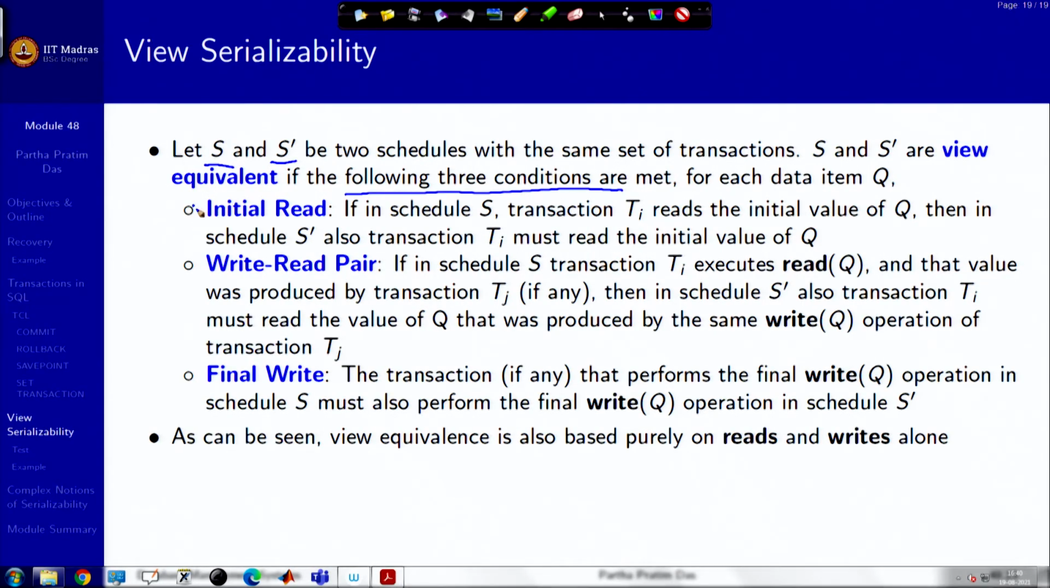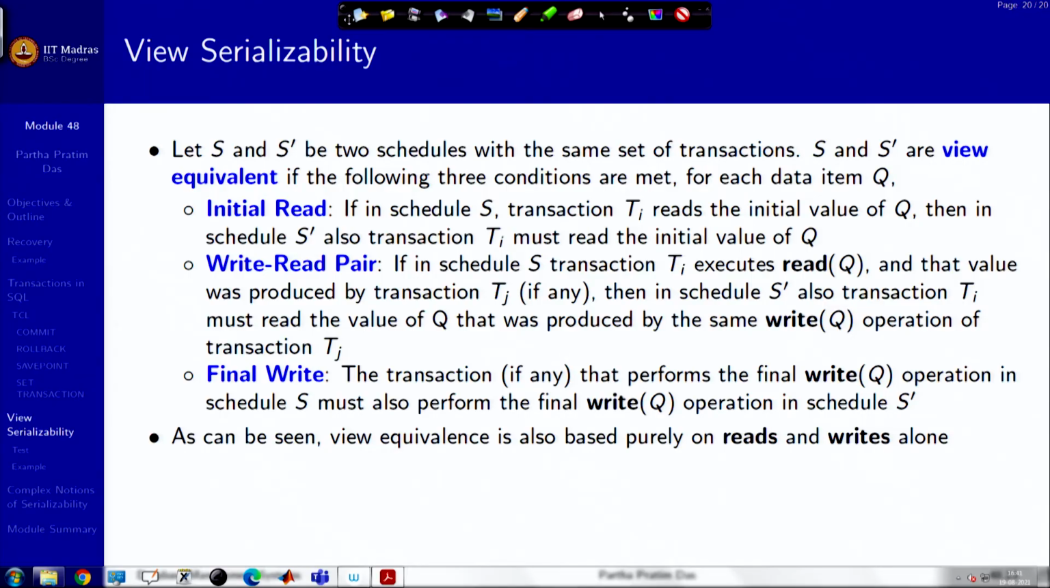One is initial read. Between S and S prime, if a transaction T I reads the initial value of a data item Q, then in S prime also T I must read the initial value of Q. That is, between two schedules, the initial value of a data item must be read by the same transaction. This is called the initial read condition.